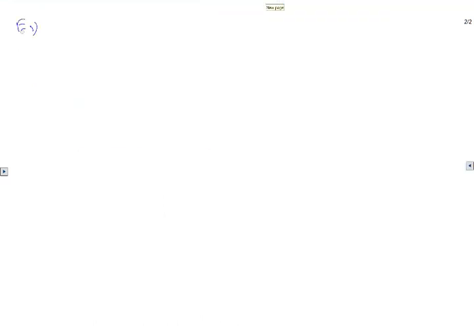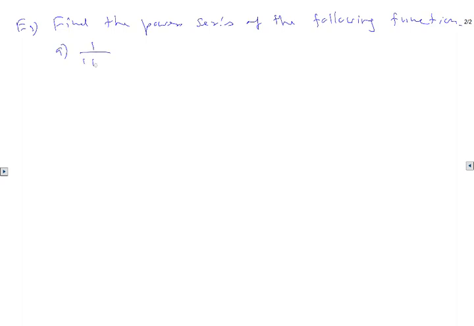As a first example, let's find the power series of the following functions. So let's start with the first one. Let's say your function is 1 over 1 plus x.